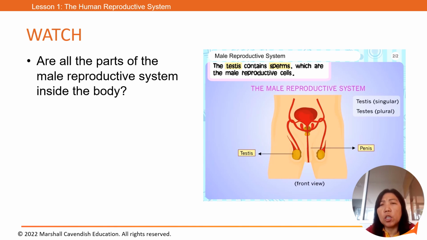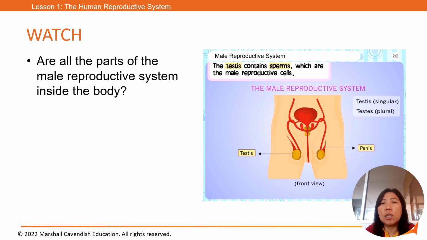So what is the function of the testes? They produce sperm. So other than the testes, which other part of the male reproductive system is outside the body? Good job. The answer is the penis. Okay, this is the penis.